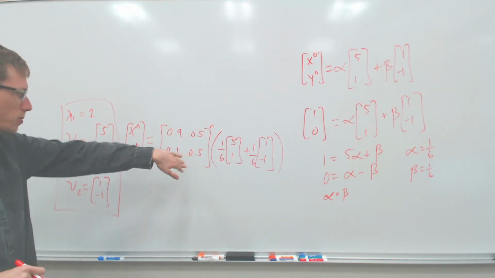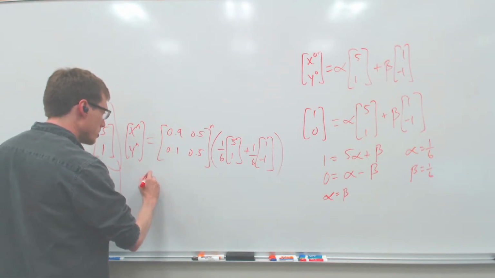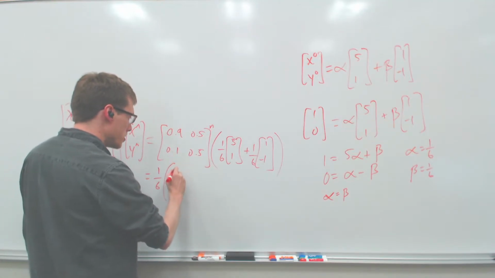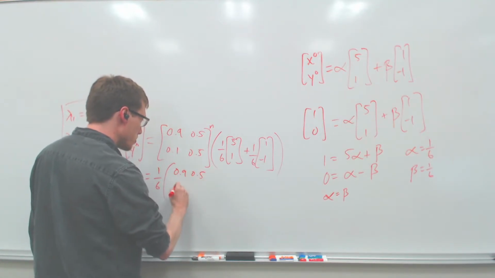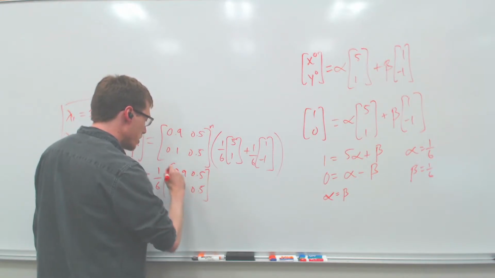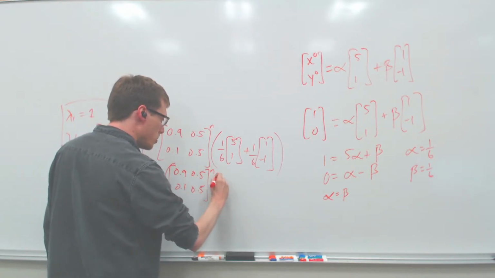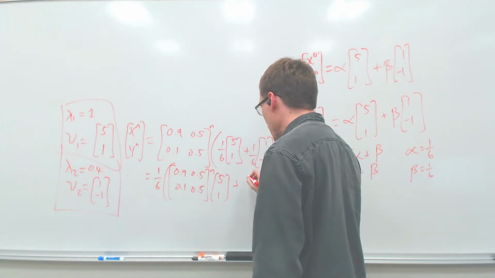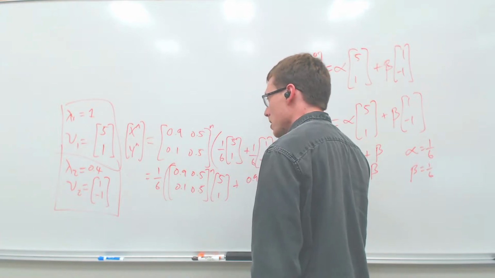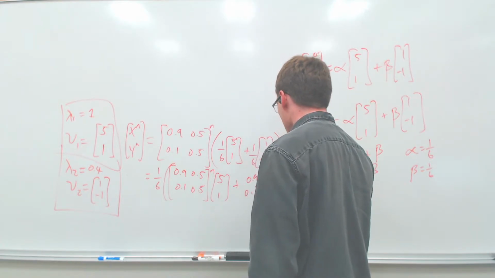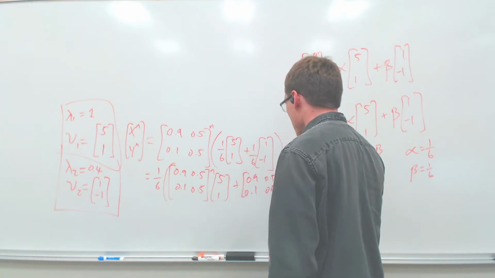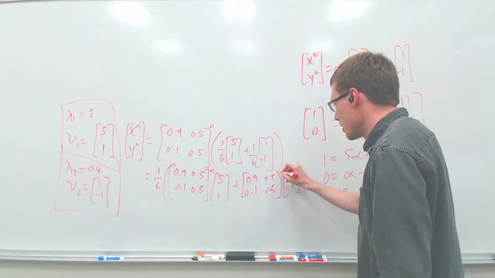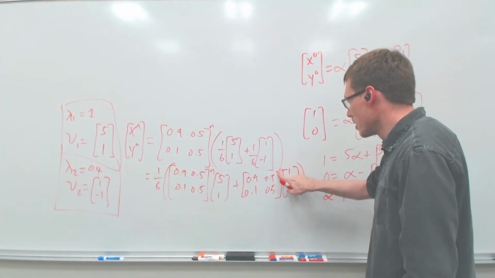And now we can just pull out the 1/6 if we want. So this is equal to 1/6 times the matrix 0.9, 0.5, 0.5, 0.1 to the n times 5, 1, plus the matrix 0.9, 0.5, 0.5, 0.1 to the n times 1, minus 1. So that's all we got to do.